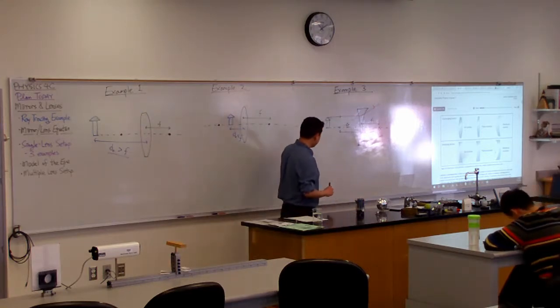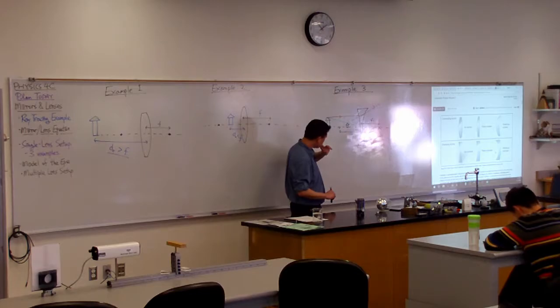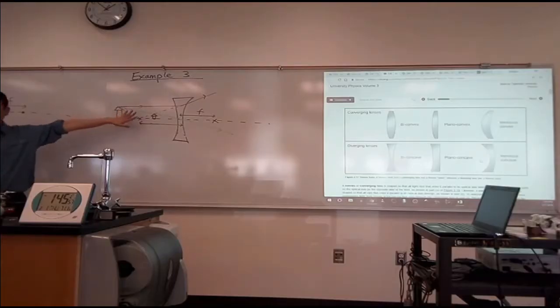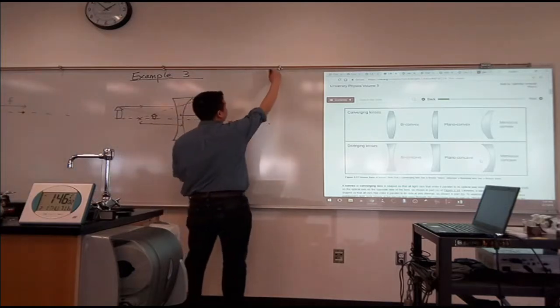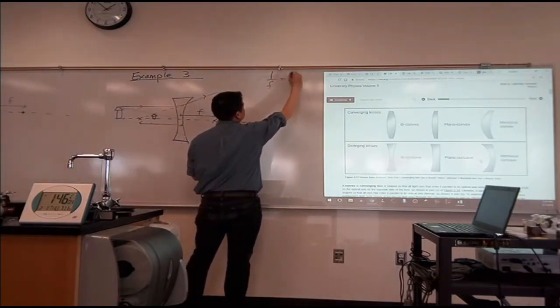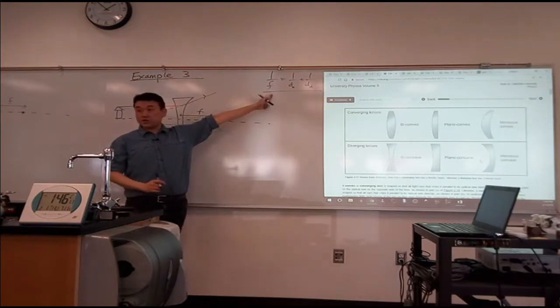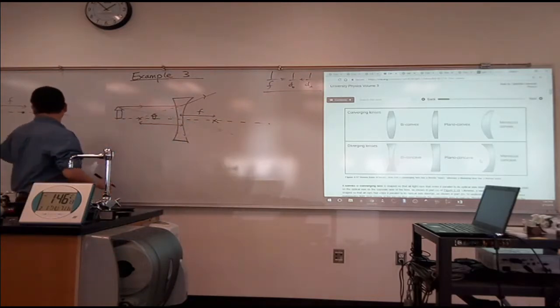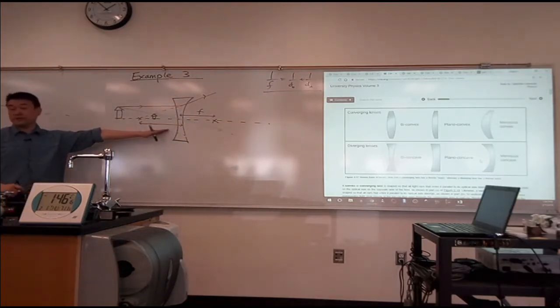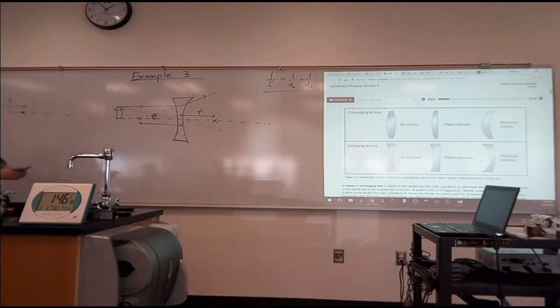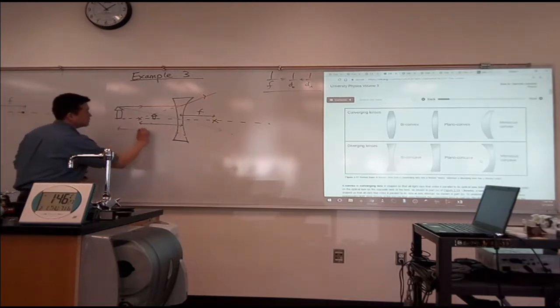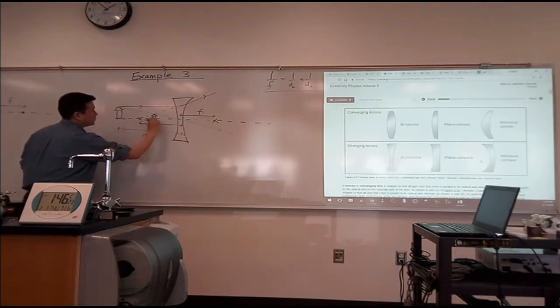Yeah. So let me label some of the variables and explain why this equation that we derived, 1 over f is equal to 1 over dO plus 1 over dI, is so important. This one equation applies to all three cases. It applies even to this case. So I can label all the distances. So let's say this is dO, and this is dI.